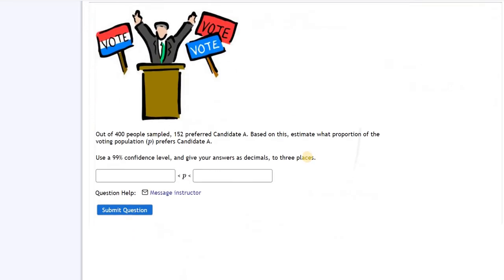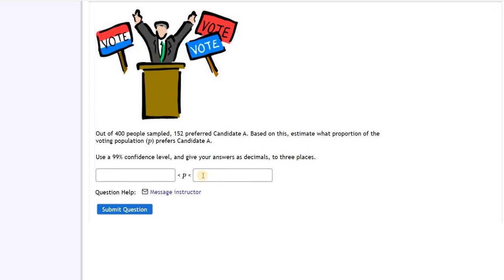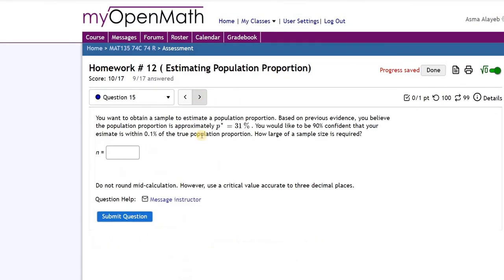Follow the directions. Again, here we have N. Out of 400 people sampled, 152 preferred candidate A. Based on this, estimate the proportion of the voting population, P, that prefers candidate A. So this is based on a sample. We need to estimate the population proportion for the entire population. With the level of confidence at 99%, we have N, we have X, we have the level of confidence. We just have to plug it into the sheet and find the answer.